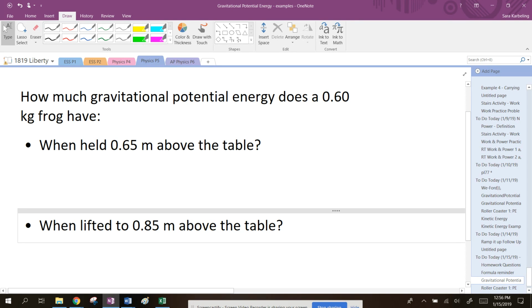Absolutely. If you do not have a calculator out, I would like for you to get one out. We're going to do lots of calculations today, just real quick calculation stuff. So I want to make sure that you have a calculator so that you can do the calculations. 0.6 kilogram frog, 65 centimeters above the table. How much gravitational potential energy does he have just based on where he's sitting?